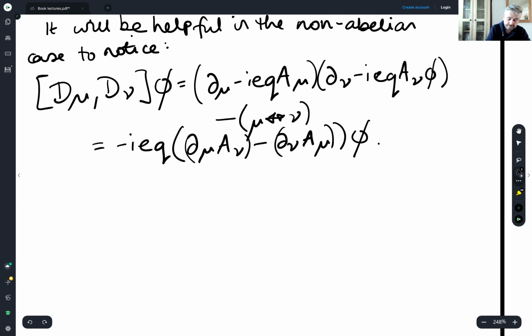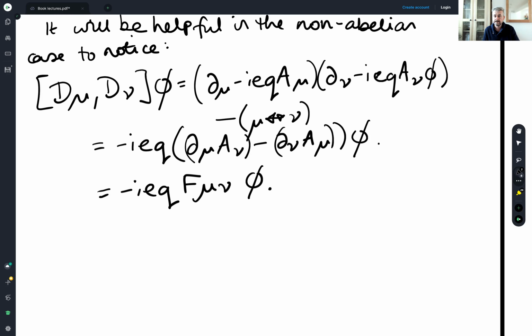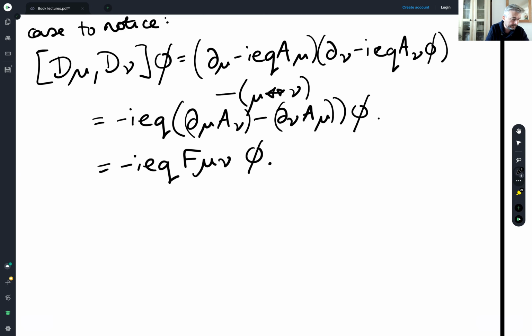So the partial derivative here only acts on the A_ν within this bracket now. So I can redefine this by substituting in the field strength tensor. Okay, so we're going to use this in the non-abelian case next lecture, I think. So the commutator between these two covariant derivatives just gives us something proportional to the field strength. Okay, so now let's go to non-abelian gauge theory. So that was our simpler case.